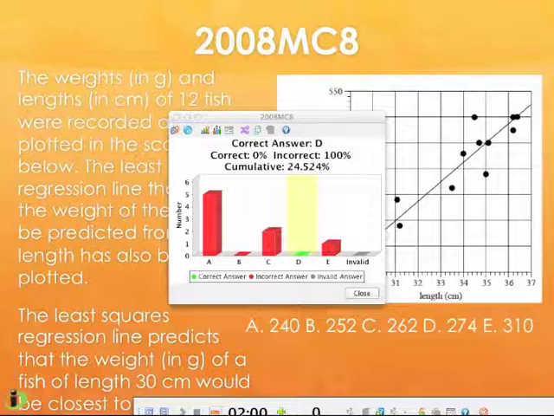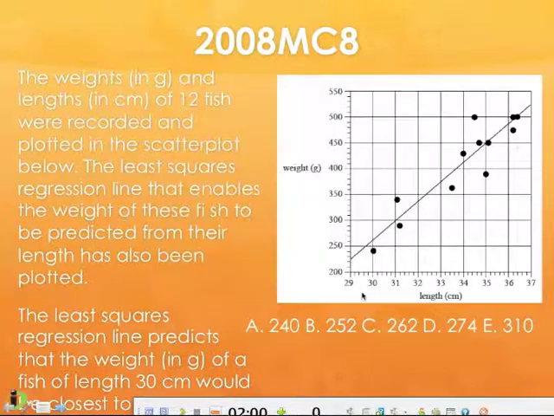2008 should be D. Okay. Now, the interesting thing is I said you should all get it right. How did you do it? Looked at 30 centimetres and went across. Yeah, so you went up 30 centimetres and then came across. I did the exact same thing. Yeah, it's like 262.